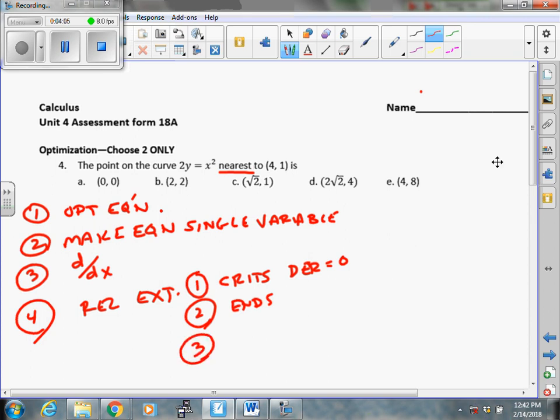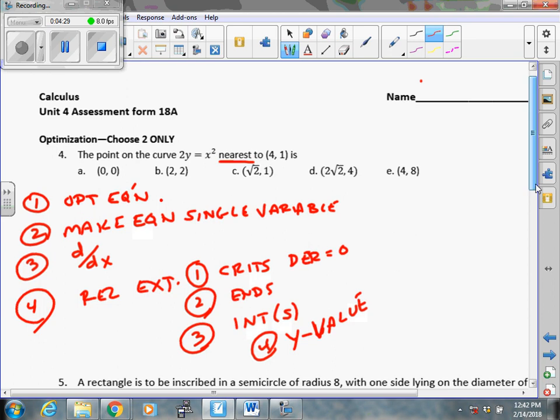Step 3, intervals. But again, here they're applied. Generally, you're going to get one value for a crit point that's usable in the equation, so you may not even have to do that. And step 4 would be y values, but it kind of ties in with our next step overall.